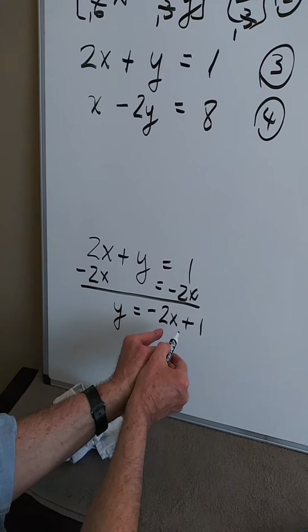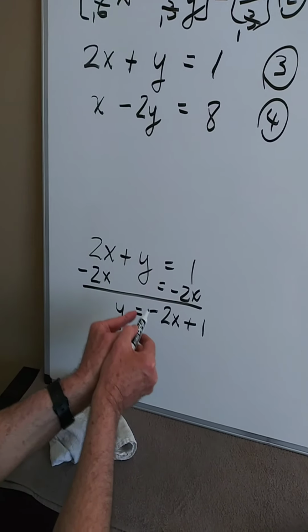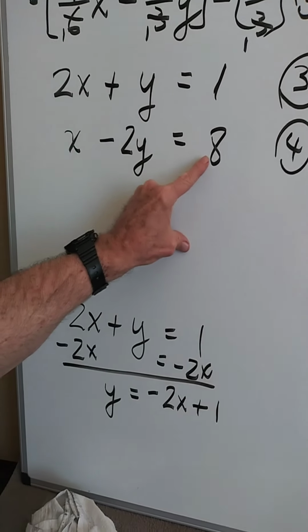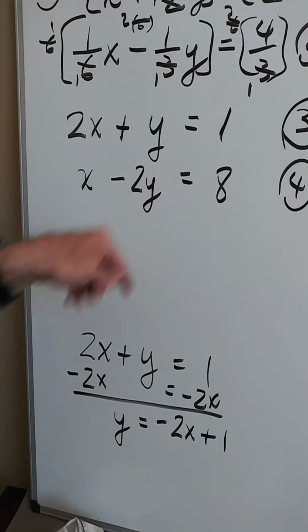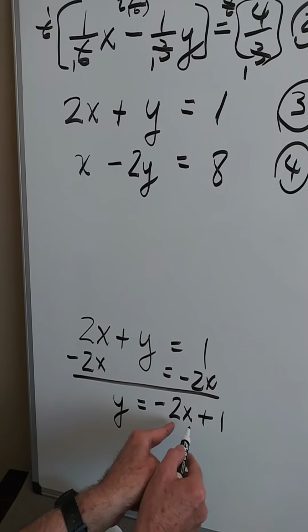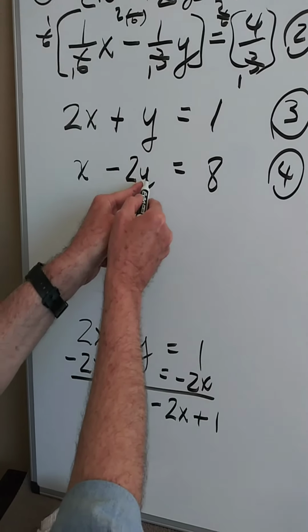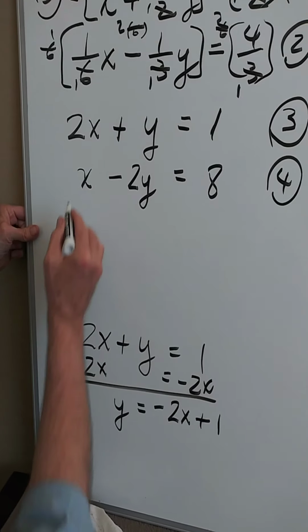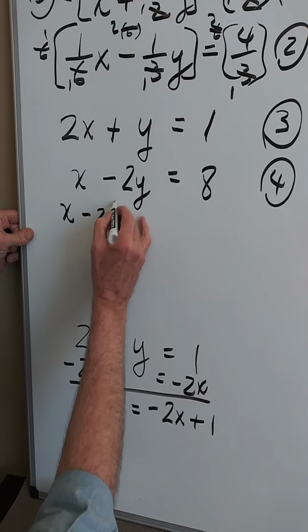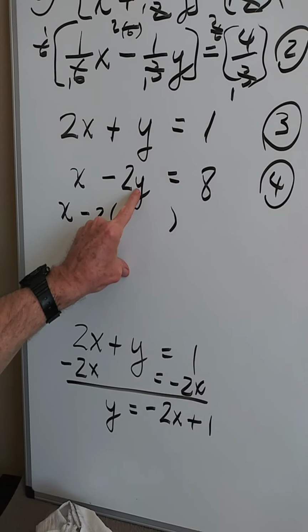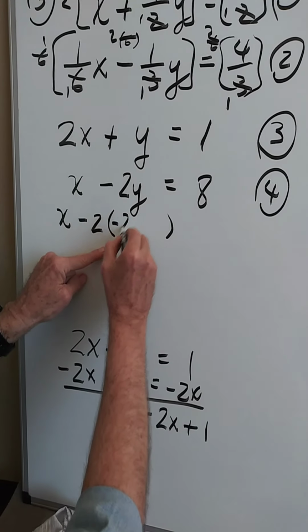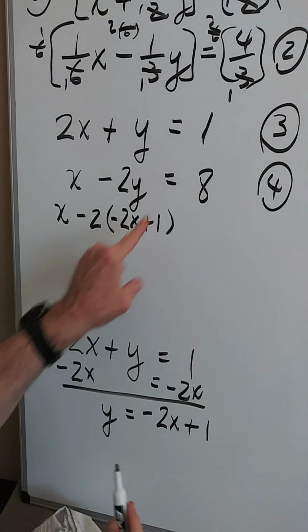Now we're going to take that negative 2x plus 1 and substitute it in place of y in this bottom equation. Remember, it was number 3 that we decided to bring down and solve for y. And we did. Now we're going to substitute negative 2x plus 1 in place of y in equation number 4. Down. Make a house. In place of y, negative 2x plus 1. Copy the rest.